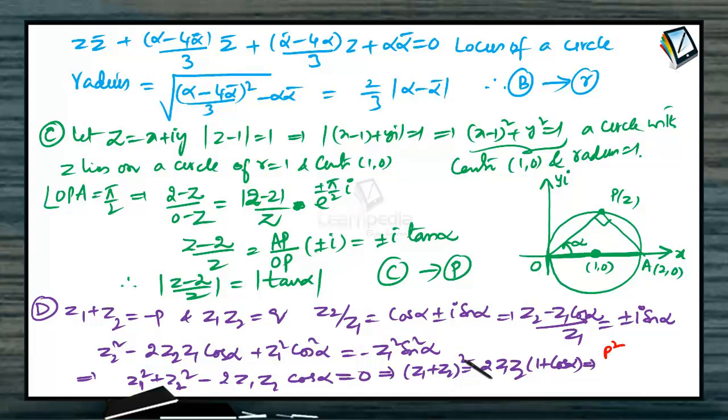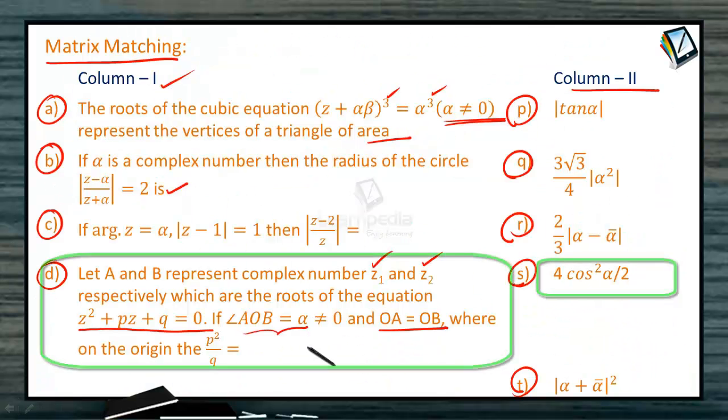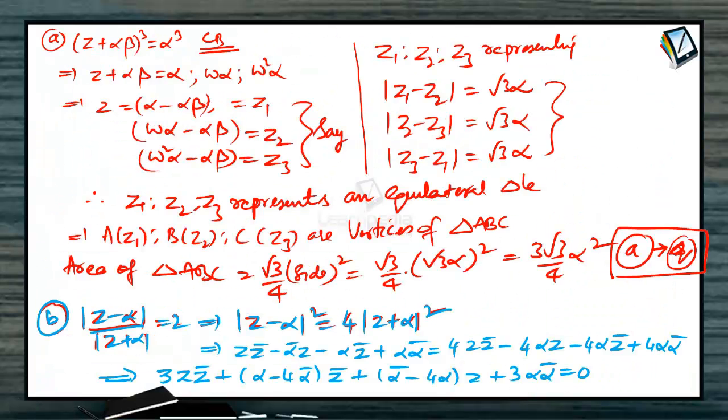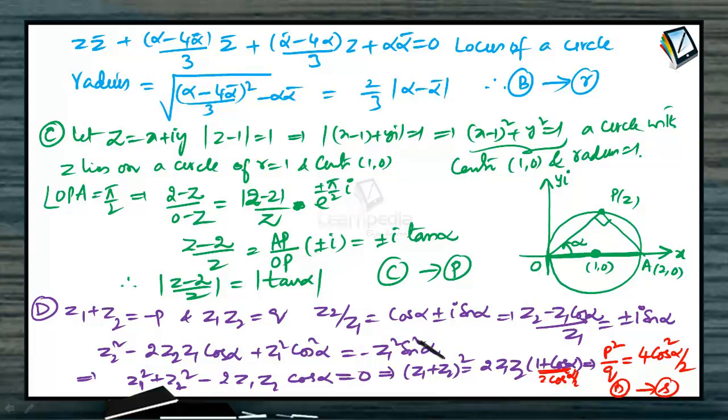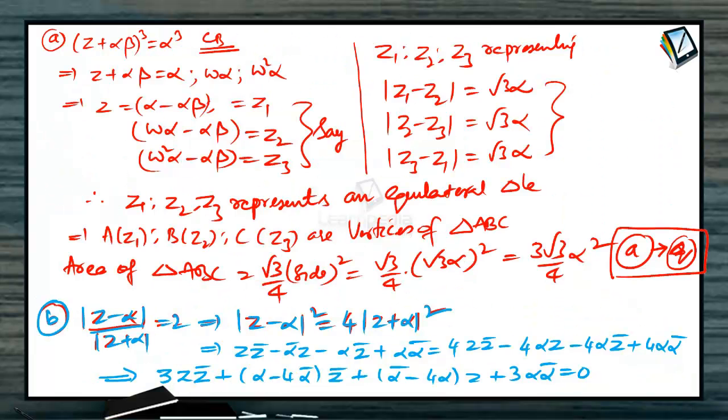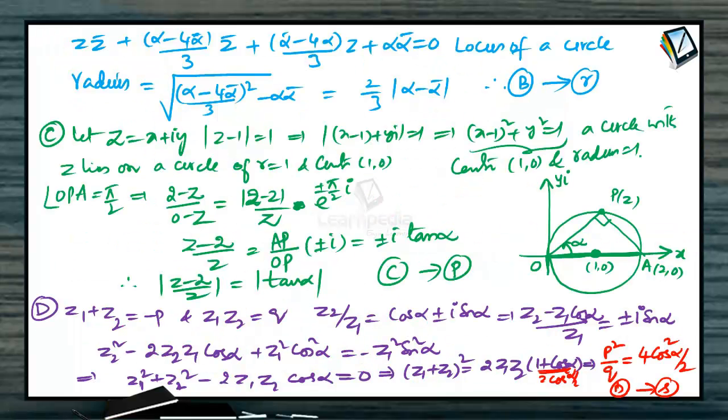If I substitute minus p whole square, z1 z2 is q, so p square by q is equal to 2 into (1 plus cos alpha), which can be written as 2 into 2 cos square alpha by 2. Therefore, the 2's will become 4 into cos square alpha by 2. So option D matches with 4 cos square alpha by 2, that is S. So the correct option you got is A matches with Q, B matches with R, C matches with P, and D matches with S.